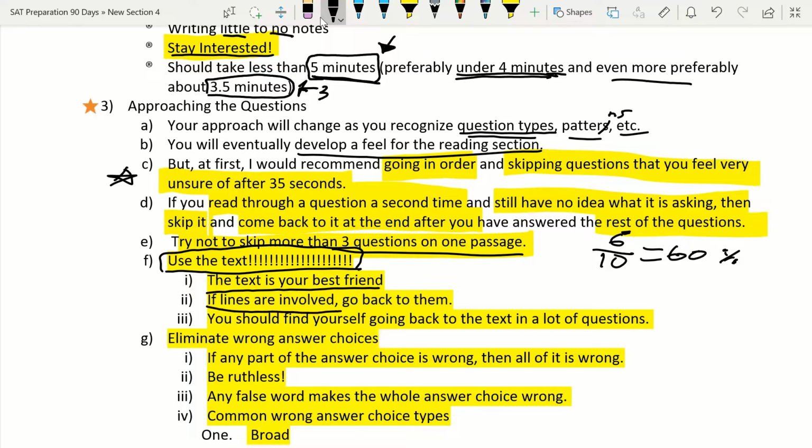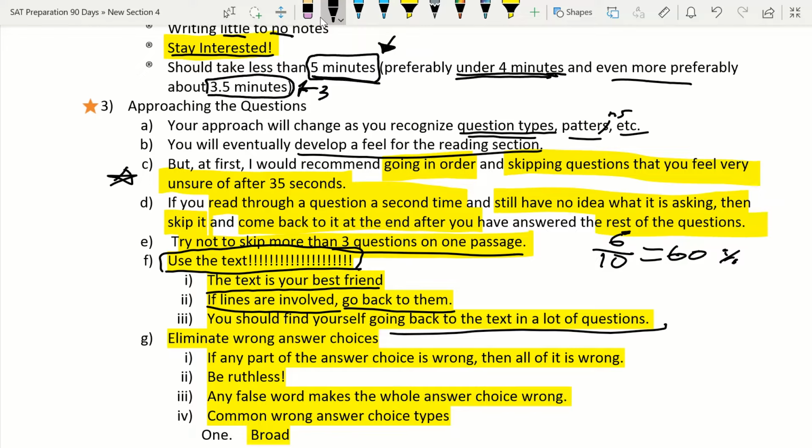So if lines are involved, like I said, make sure you're going back to them, right? If it says in lines 50 to 60, go back to lines maybe 46 to 64 so you get some context in there. If it says in line 51, what does this word most nearly mean? I would start in maybe 47 or 48 so you can get some context before you say what that word most nearly means. And I would also end a little bit after it, so you're making sure you're getting that context in. Because the reading section does ask what words in context mean, so you don't want to miss the context by only reading that singular line. All right, so like I said, you should find yourself going back to the text in a lot of questions. Use that text, use that answer sheet.